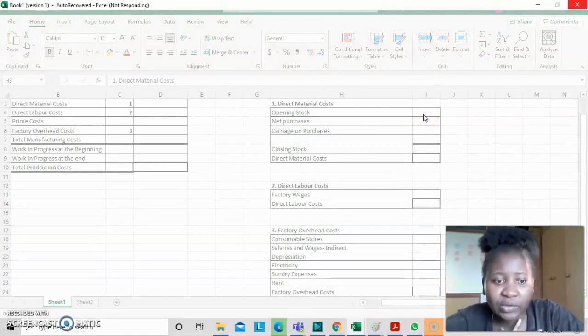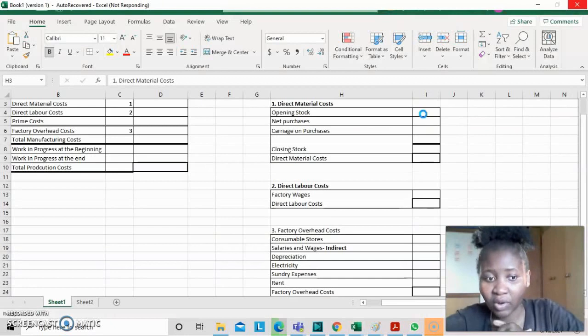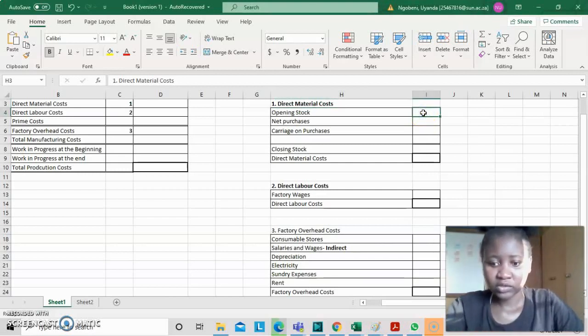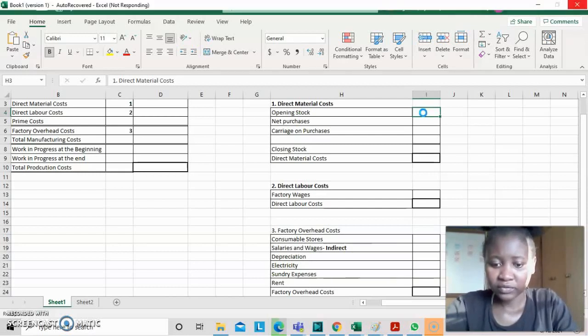Okay. So first things first, we'll put in our opening stock. And then we will move on to, okay, because we have the information, my advice for you is to just put the figures that you find there as soon as possible. So here we'll say 50.